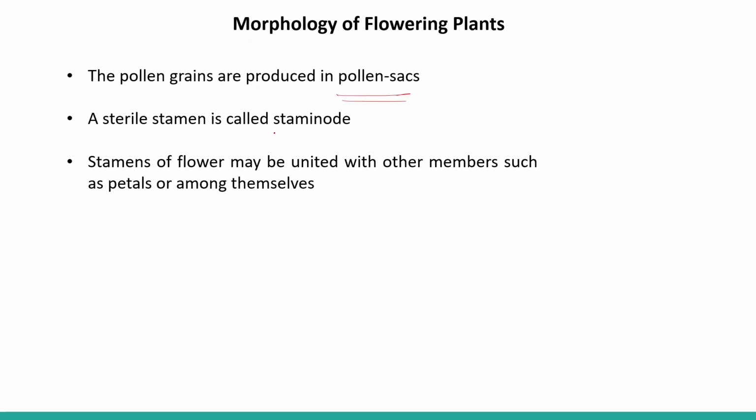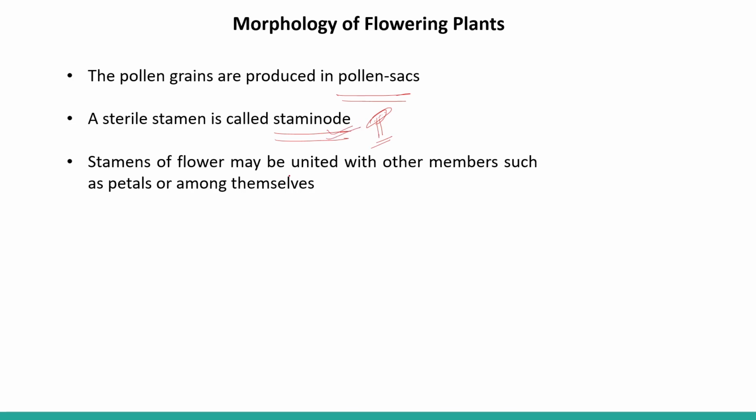The sterile stamen is called staminode. Sometimes the stamen does not contain any pollen grain, and if it contains pollen grain also, it is not fertile. So such type of stamen is called staminode, sterile. That is why it is called sterile.